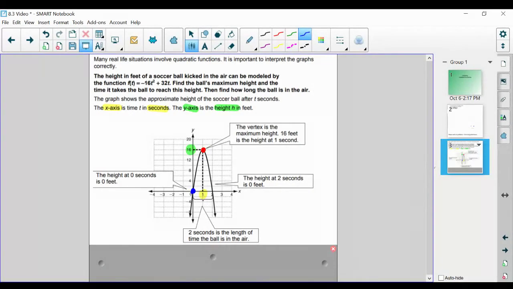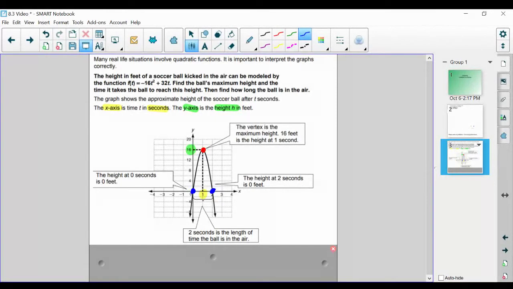Also, we're going to see that the height after 2 seconds is 0 feet, because we again have a point on the x-axis, which means that y is 0. So if y is 0, that means the ball is not in the air. We don't have any feet from the ground. We don't have any height. So after 0 seconds and after 2 seconds, the ball is going to be on the ground.